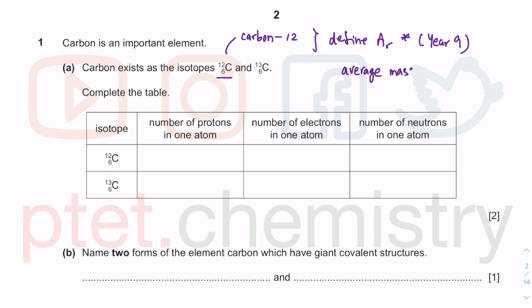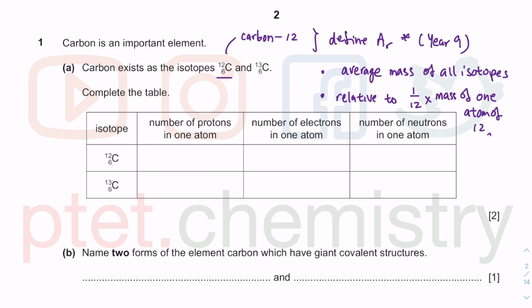And as stated in the periodic table, they told you it's relative atomic mass, the average mass of all the isotopes of an element. And this is relative to, or you are comparing it to, 1/12 times the mass of one atom. And this reference standard is of carbon-12. That is why this is a very important isotope. There is also the carbon-13 isotope.